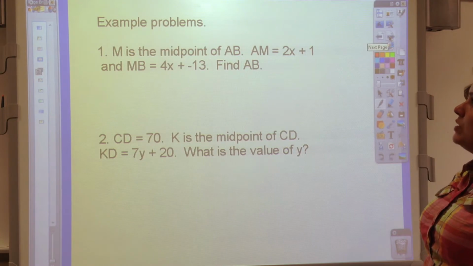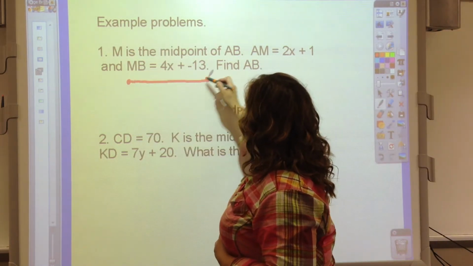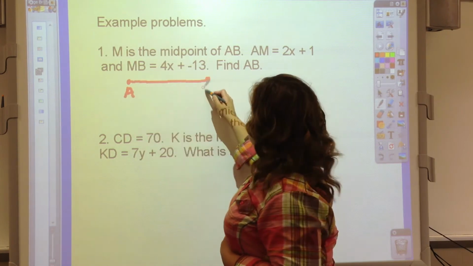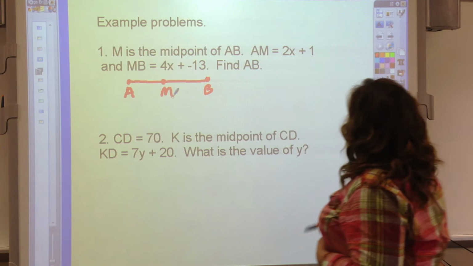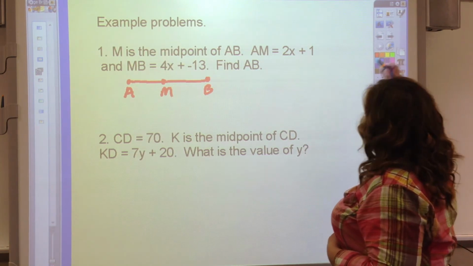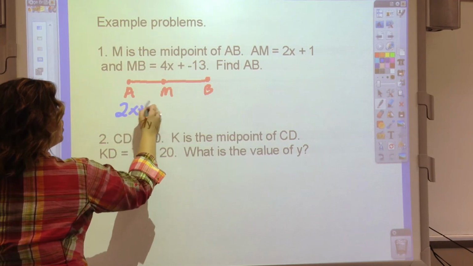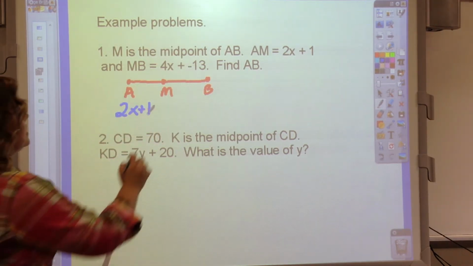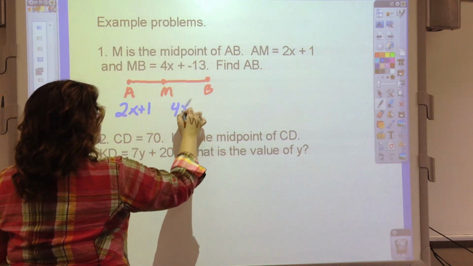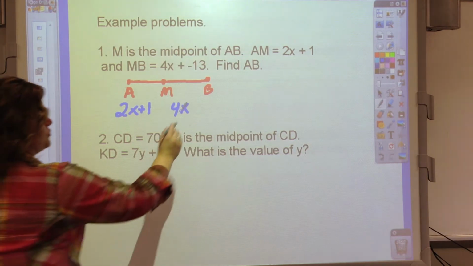All right, let's work with some example problems. If M is the midpoint of AB, I have some line segment AB with a midpoint at M, and I know that the distance between A and M is 2x plus 1, and I know that the distance between M and B is 4x plus a negative 13. Now when we're adding a negative, wouldn't you agree that we're actually subtracting?